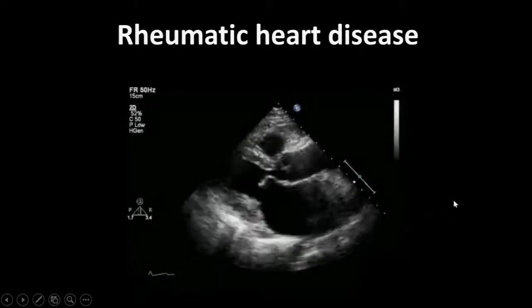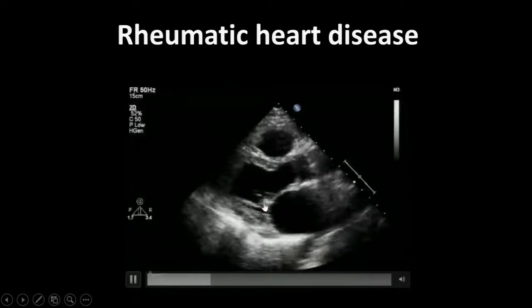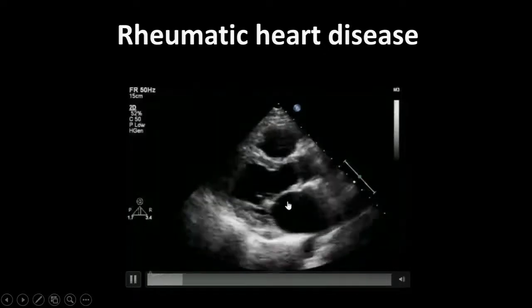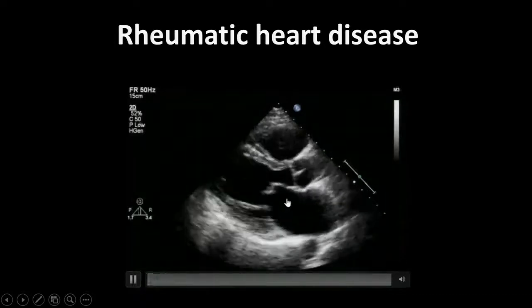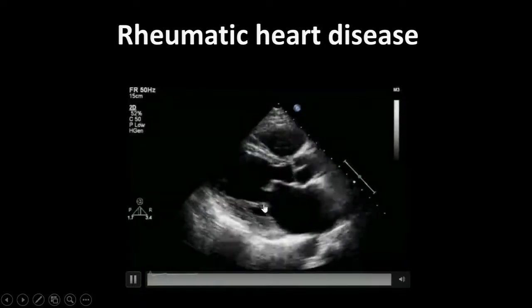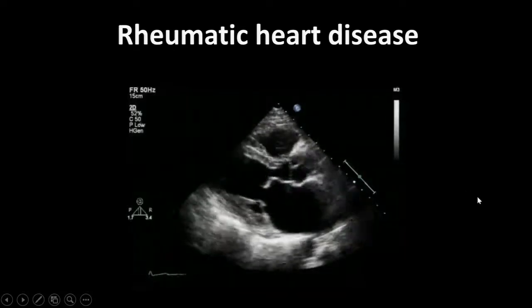Here's an example of rheumatic heart disease. Often the mitral valve is involved here, and it's got this kind of hockey stick shape appearance of the mitral valve leaflets, particularly the anterior leaflet here. See how it curves there, and that can be associated with mitral stenosis and mitral regurgitation.